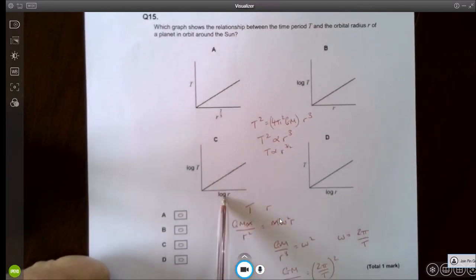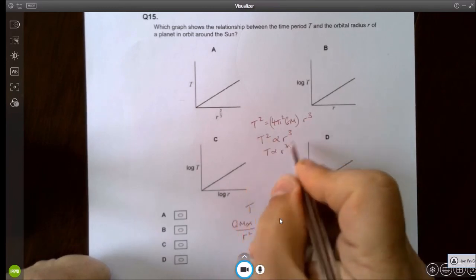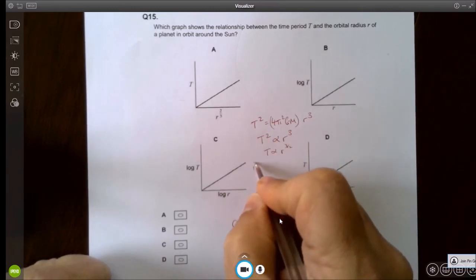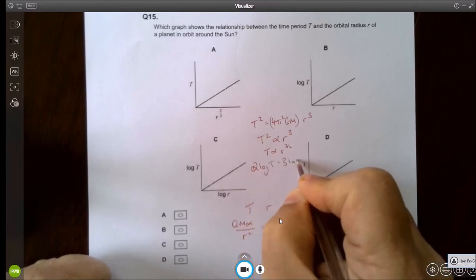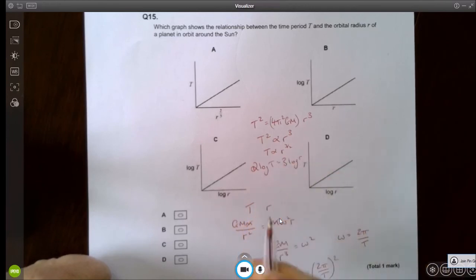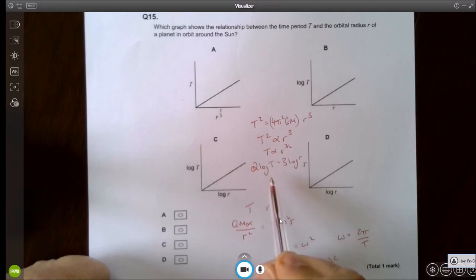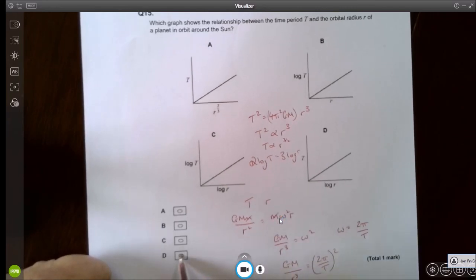If we do log T against log r, then we can take this equation and we'll get that 2 log T equals 3 log r. So that will give us a graph with a gradient of 3 over 2. Again, T against log r isn't going to give us a straight line. So not that one. C is the correct answer.